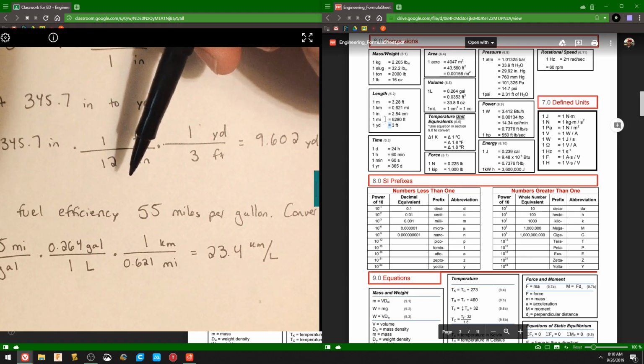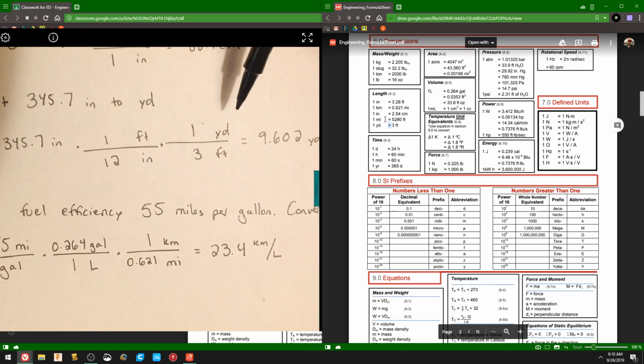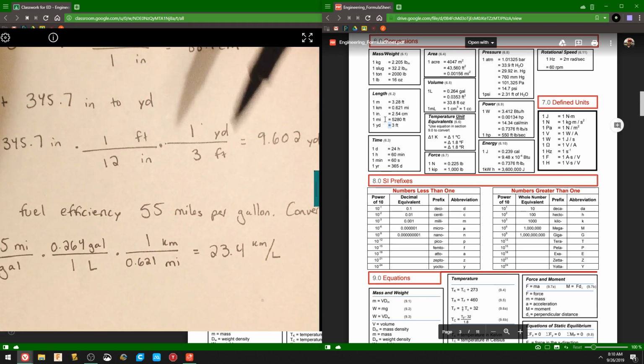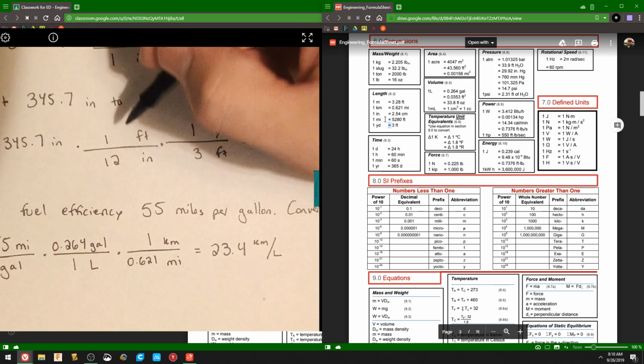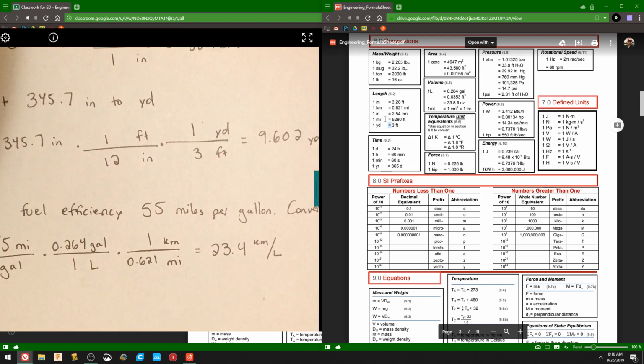Feet are your given now, and then you have your desired and given again. So then you divide again, after you have that number. I'll do it real quick.